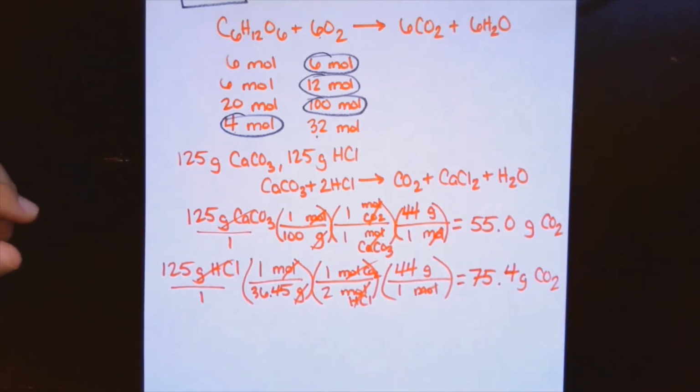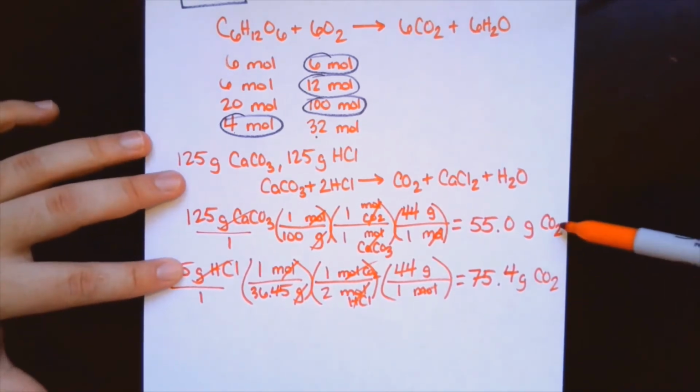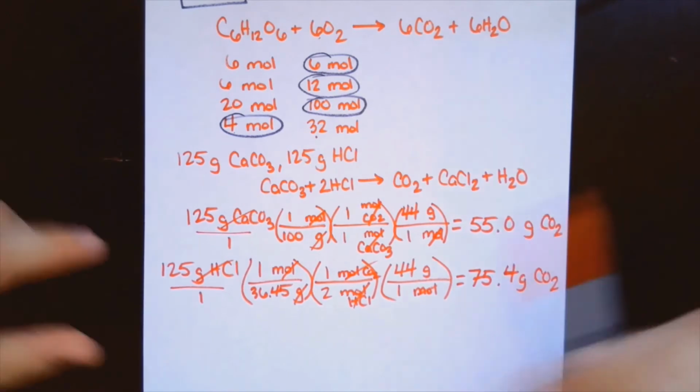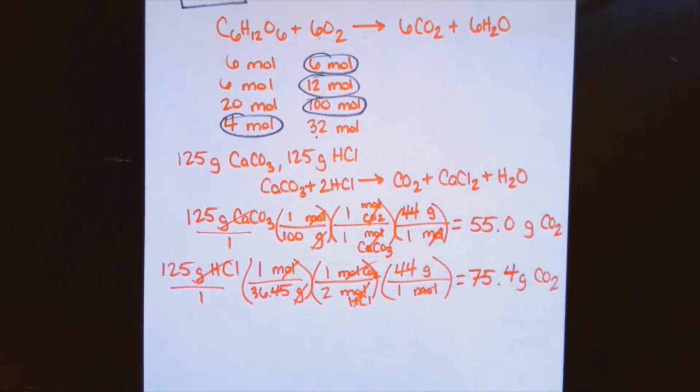So which of these is your limiting reagent? It's always going to be the one that gives you the smallest mass. And the reason why is because remember, these are reacting with one another, right? So they're producing the product at the same rate because it's the same reaction, right? They're reacting with each other.